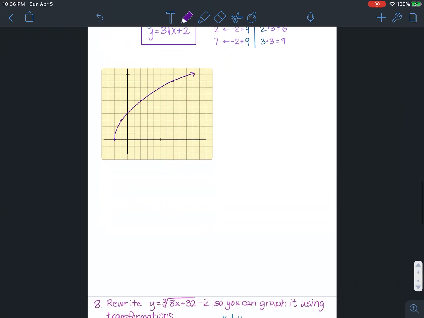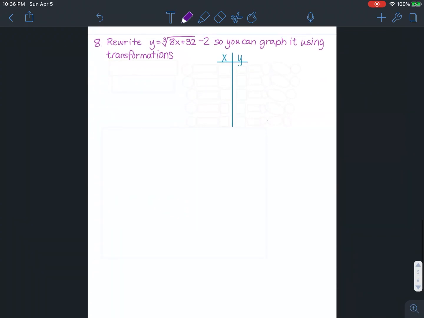Okay, so now I want you to try this one. This next one is a cube root, but same idea. You can factor out a number and change the way it looks a little bit. So why don't you see if you can change the way this looks to make it easier to graph, and then pause the video, give yourself a minute, see what you come up with, and then come back and check.